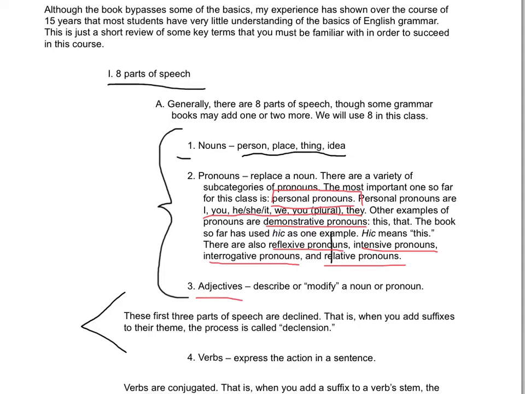Adjectives, very simple again, they describe or modify a noun or a pronoun. All 3 of these categories, nouns, pronouns, and adjectives, as I tried to emphasize in the last lesson, are all parts of speech that are declined. When you add the suffix, that process is called declension.